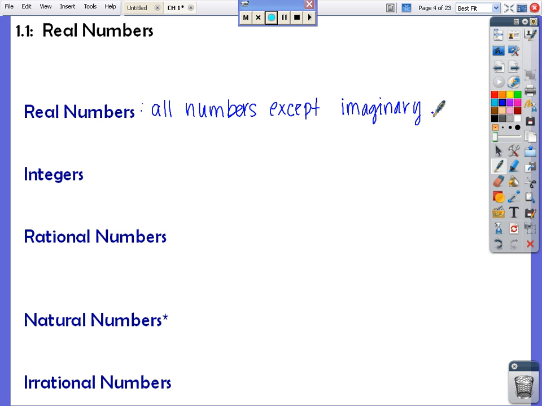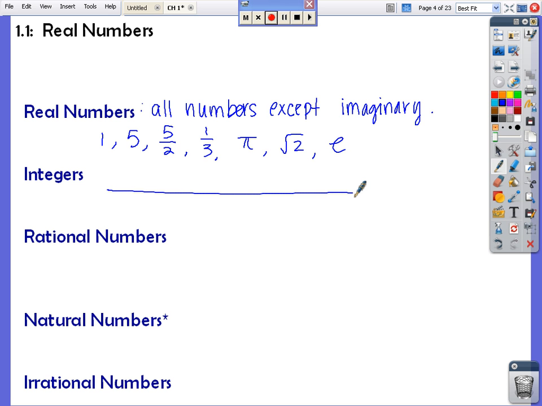So the number 1, the number 5, the number 5 halves, 1/3, pi, root 2, e, those are all real numbers. Integers are the values -5, -4, -3, -2, -1, 0, and so on. So they are actually the numbers that you could essentially count. Positive, negative also includes 0.